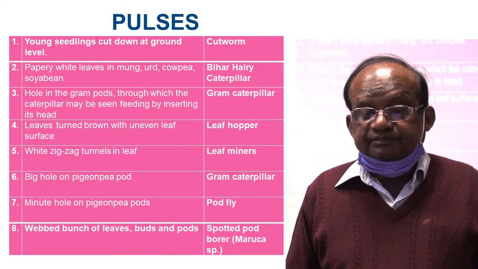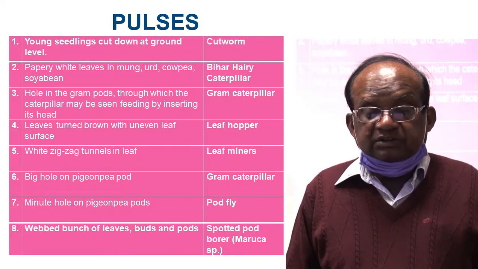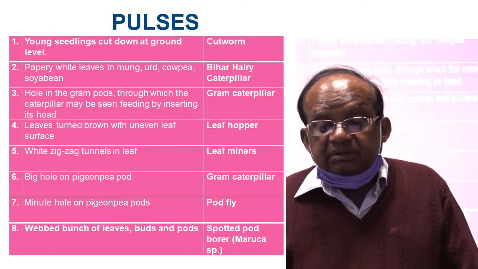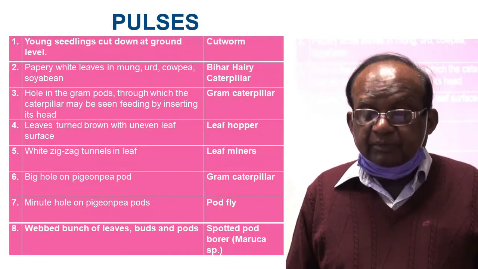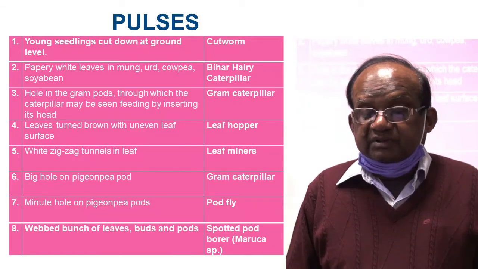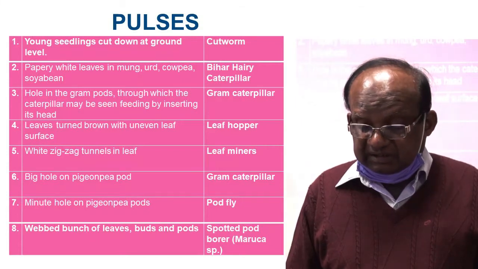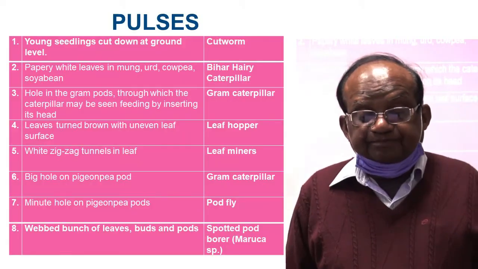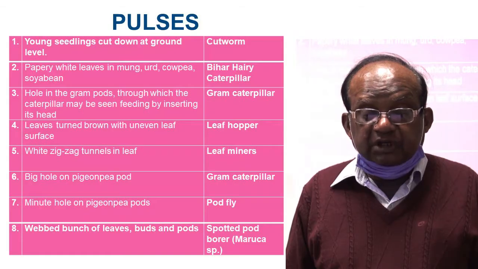And if the roots are damaged by certain insects, roots may be damaged by two types of insect, cutworm and termite. So young seedlings cut down at the ground level indicate the presence of either cutworm or white ant, or termite. Peppery white leaves in mung, urd, coffee, soybean, etc.